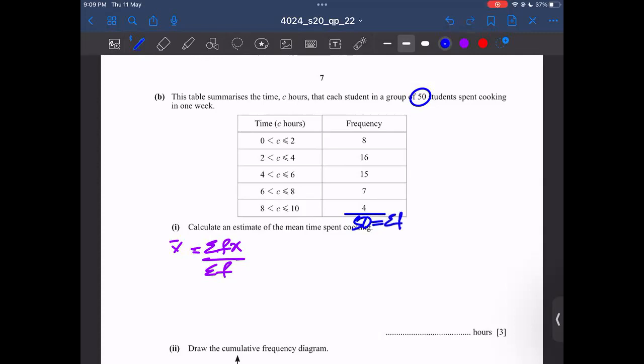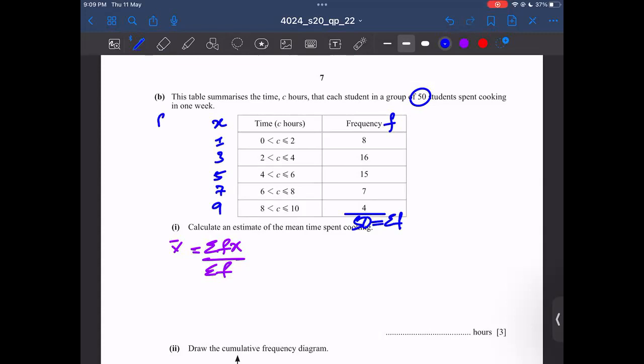So first, this is f. What is the value of x? So first I'm going to find the value of x here. The x is the midpoint of the class interval. How do you find the midpoint? 0 plus 2 divided by 2, which is 1. 2 plus 4, 6 divided by 2 is 3. 4 plus 6 is 10, 10 divided by 2 is 5. 6 plus 8 is 14, 14 divided by 2 is 7. 8 plus 10 is 18, 18 divided by 2 is 9. This is the x value.